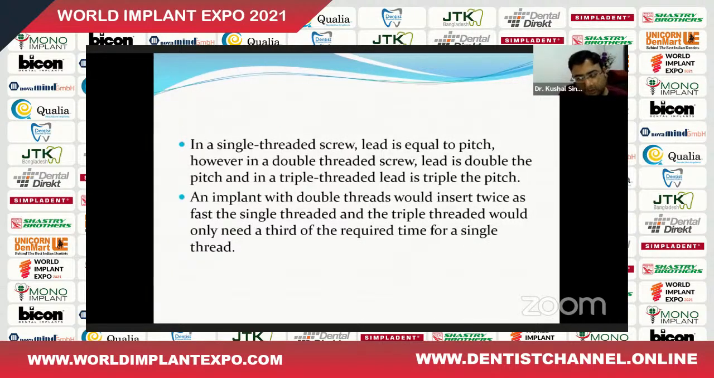In a single thread screw, lead is equal to the pitch. However, in a double-threaded screw, lead is double the pitch, and in a triple thread, lead is triple the pitch. An implant with double threads would insert twice as fast as a single thread, and a triple thread would only need a third of the time required for a single thread. Now in the next slide.